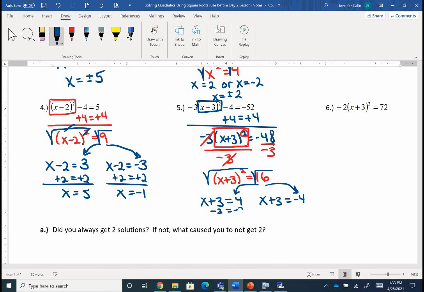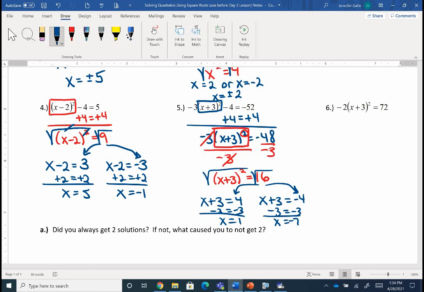Subtract 3 from each, and our solutions could be 1 or negative 7. Now the reason why I say or is because I can't put 1 and negative 7 in for x at the same time. I could put 1 in as my solution, or I can put negative 7 in. I can't put them both in at the same time. Now today I did get asked the question, Miss Callie, do we need both answers? Just like absolute value, the answer is yes, you need both. So you need that positive case and that negative case.